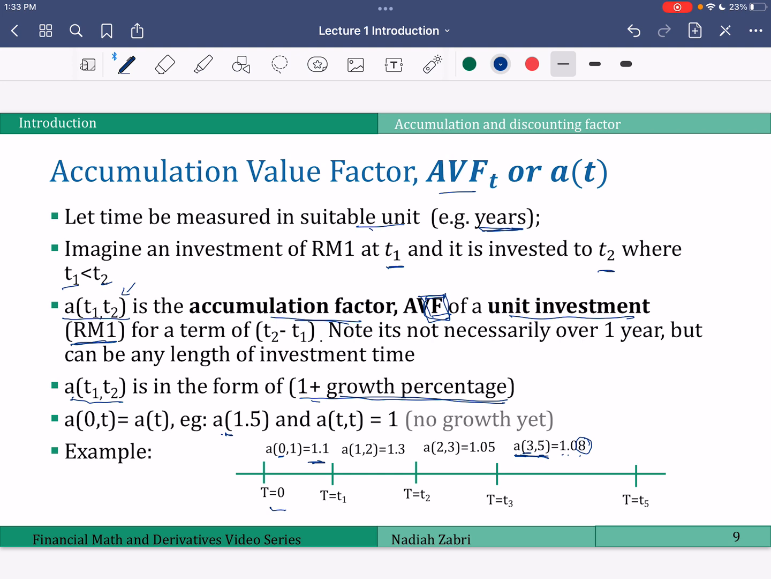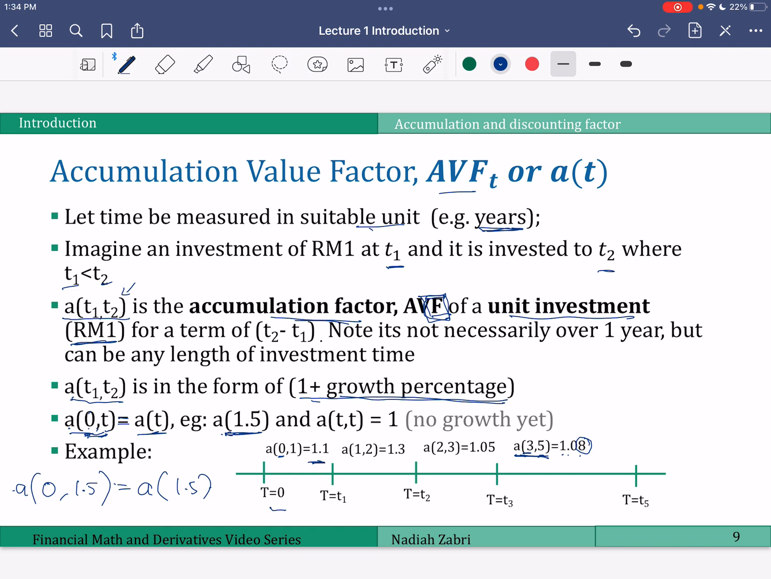Okay. One more thing you need to know about the accumulation value factor: if you want to write A(0,t), it is basically the accumulation of 1 ringgit between time 0 and time t, right? You can also omit the 0 and write it as A(t). For example, A(0,1.5) means the accumulation value factor from time 0 to time 1.5, but instead of writing it like this, we can also write it as A(1.5).